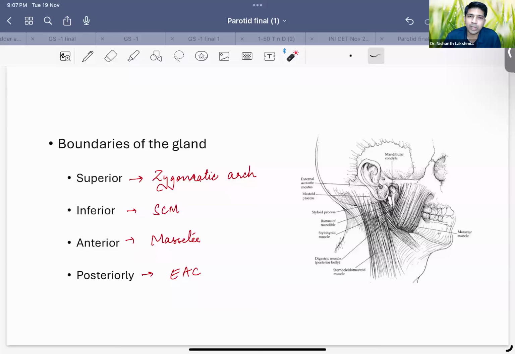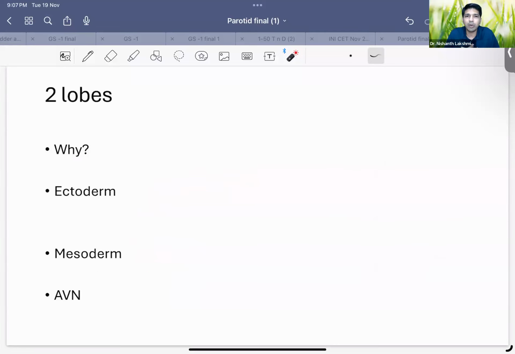Now, one quick question. Why are we only concentrating on parotid? Why not the submandibular gland or sublingual gland? The answer is pretty straightforward, because here the facial nerve comes in between. All of us are very concerned about the facial nerve and the morbidity associated with injury of a facial nerve. But why is it that we even have two lobes in the parotid? Postgraduates, anybody?